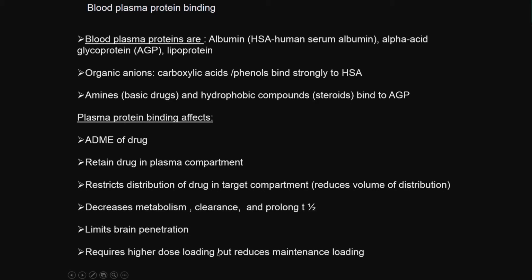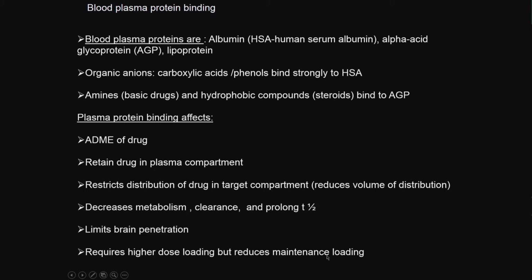You need higher dose loading, but it reduces maintenance loading. Although you require higher doses, because some drug has gone to the plasma bound, the drug available for maintenance has gone down, but you require higher doses of loading.